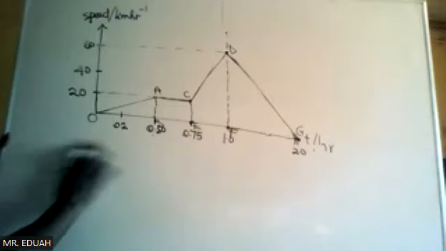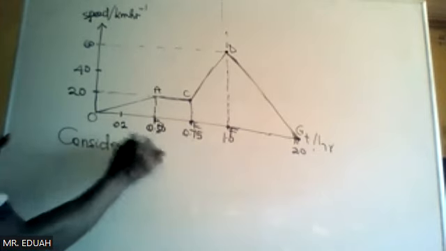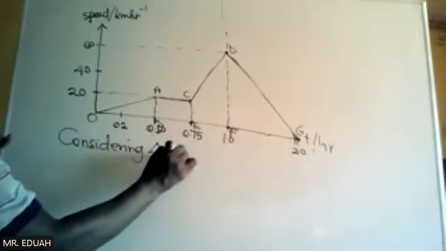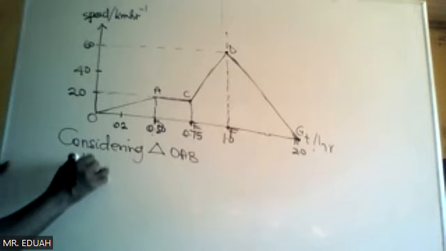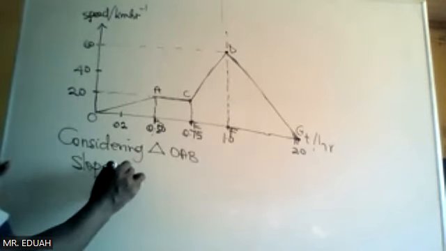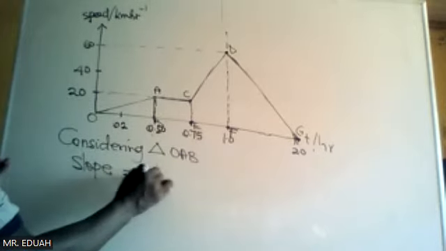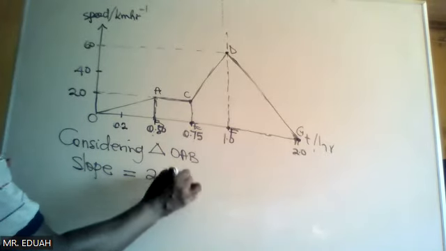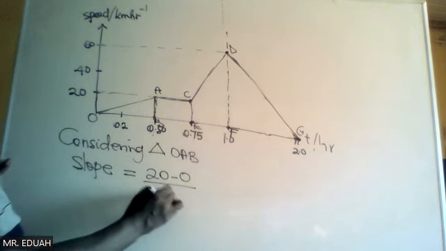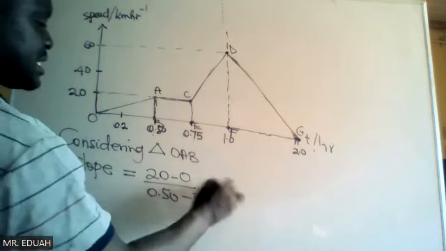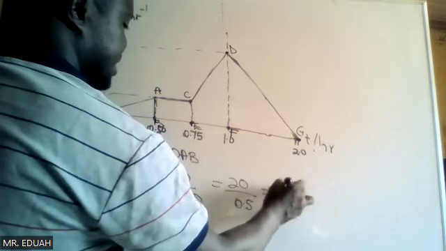So considering triangle OAB, the slope of this triangle, which is equal to the acceleration, is the change in the vertical, 20 minus 0, divided by the change in the horizontal, 0.5 minus 0. So this is 20 over 0.5, which is equal to 40.